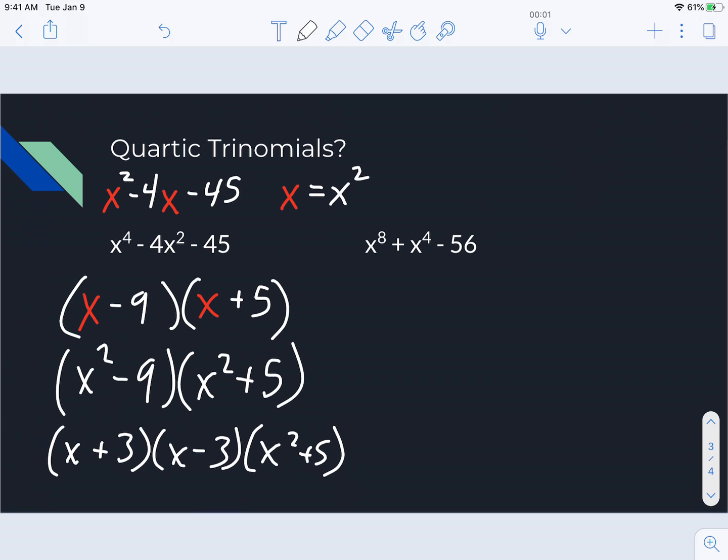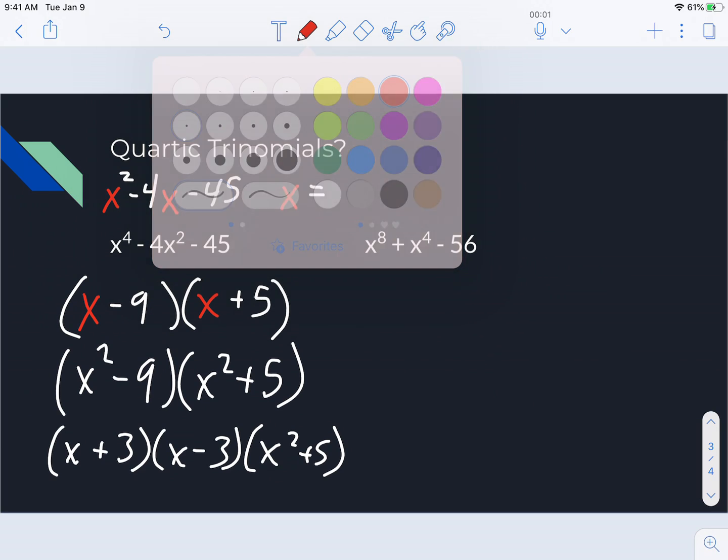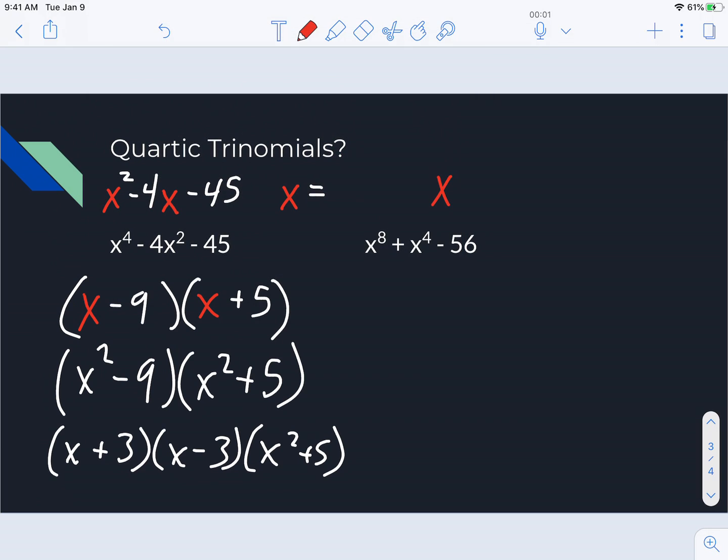All right, if you want to pause and try the same thing with the next one, it's really the same idea. This would be really convenient if it were x squared and x. So we'll make it a red x squared plus x minus 56. Now what does the red x need to be for this to work? It needs to match this x to the fourth. So each red x in the end is going to get replaced by an x to the fourth.